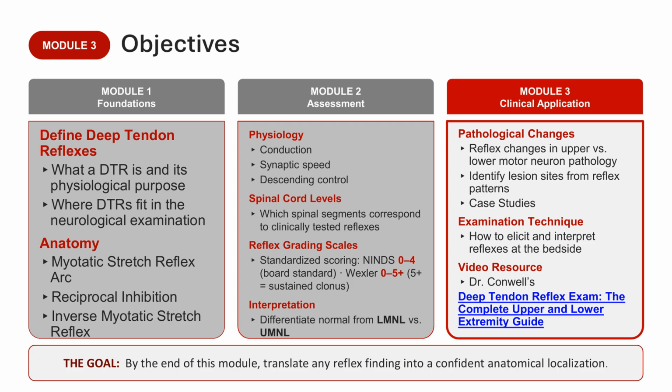Here is the promise of this module. By the end, you will be able to take any reflex finding, brisk, absent, or asymmetric, and translate it into a confident statement about where the lesion lives.